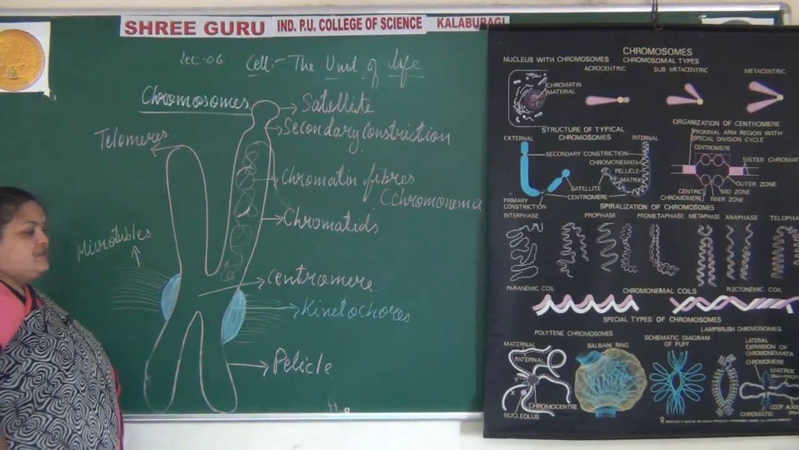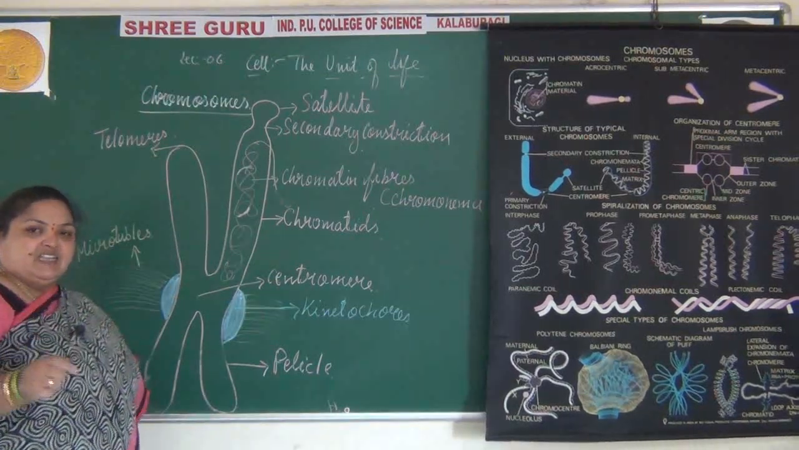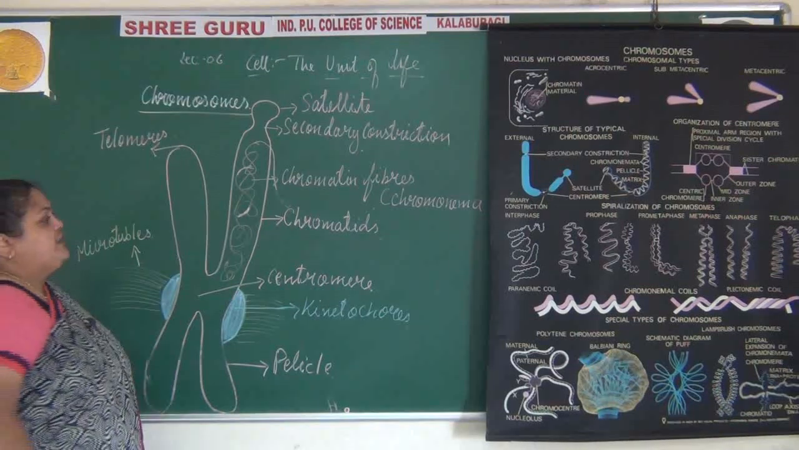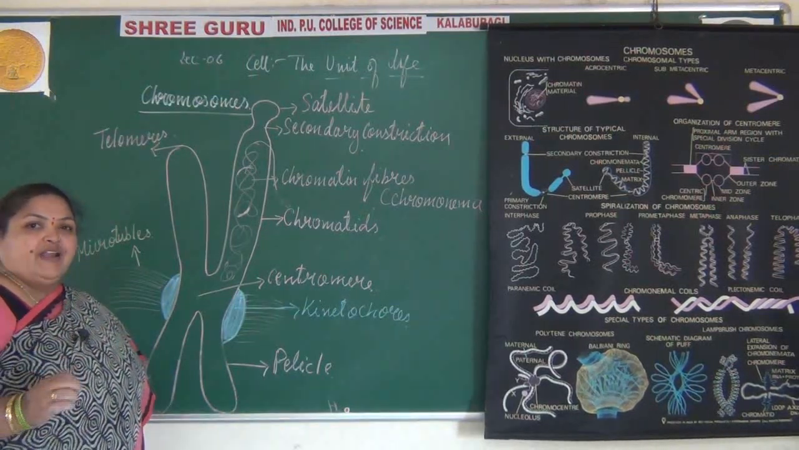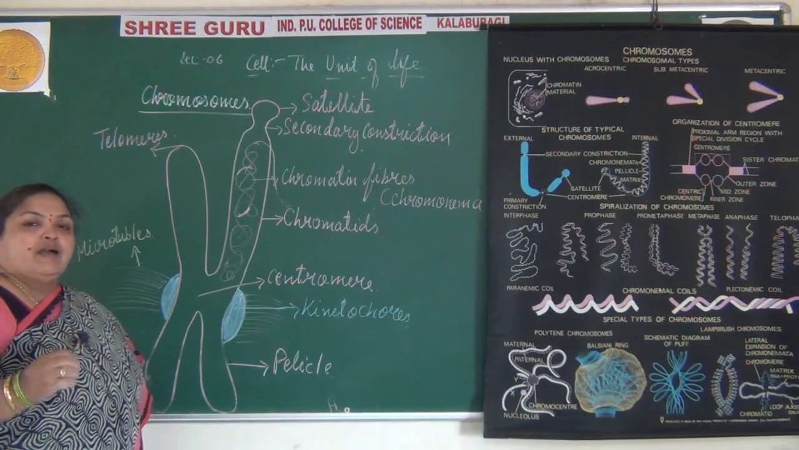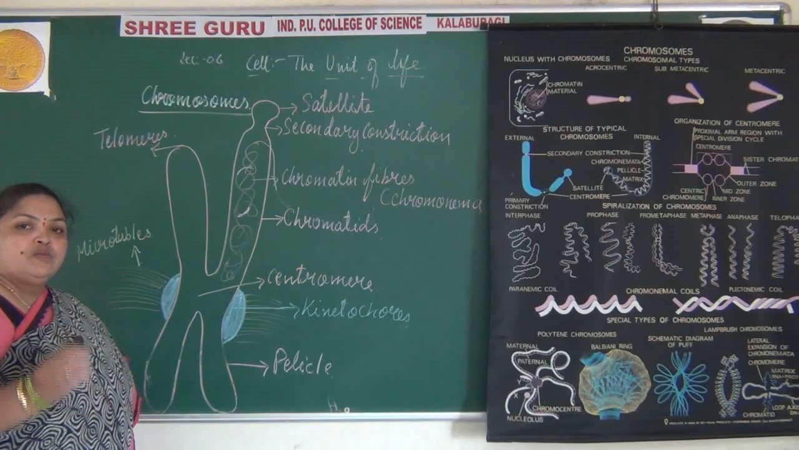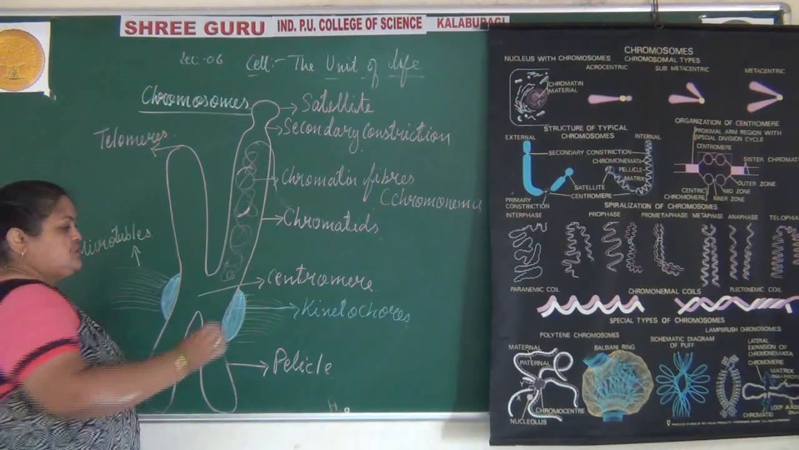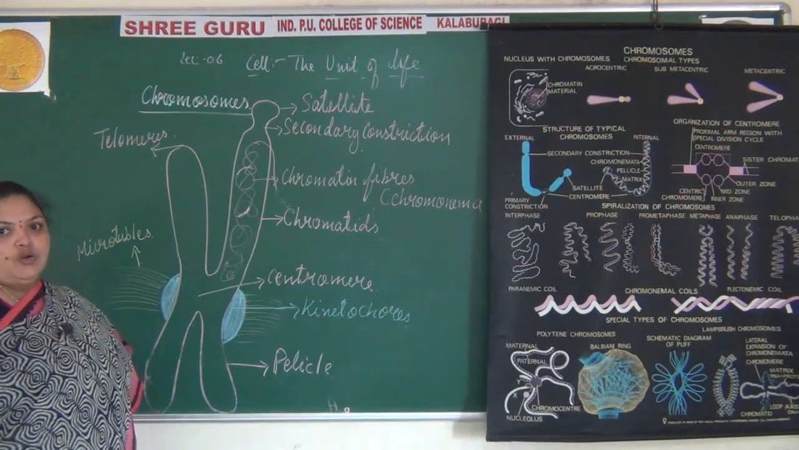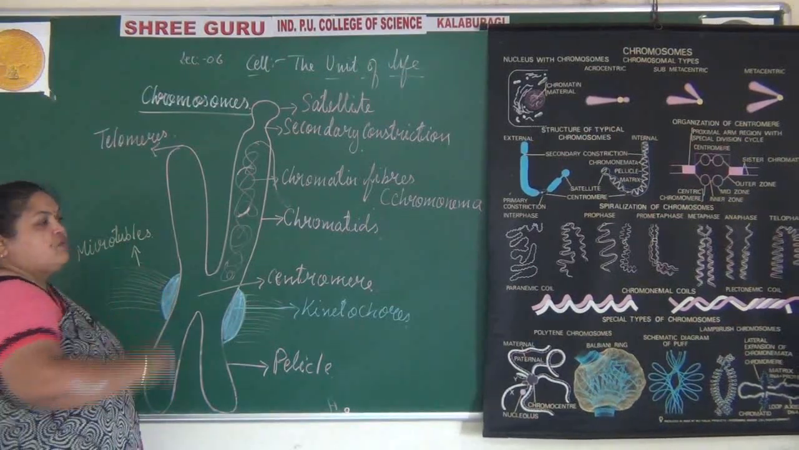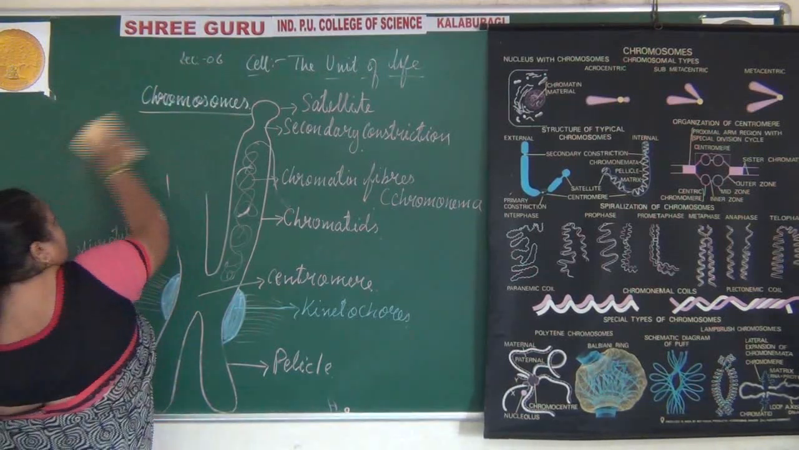Now, during cell division, the spindle fibers get attached to the kinetochore, and you can find that the chromosomes take 4 different shapes. Based on the position of the centromere, we can observe 4 forms of chromosomes. So we'll see what those types of chromosomes are.